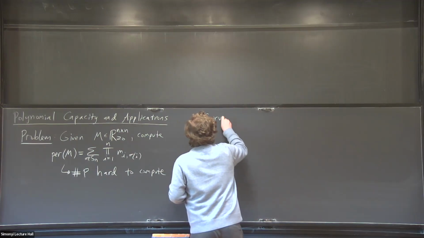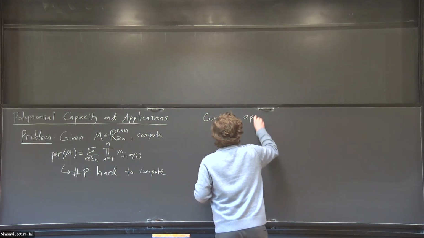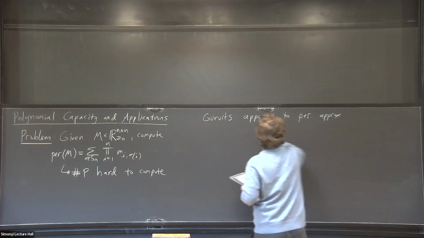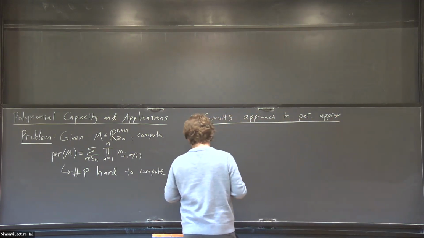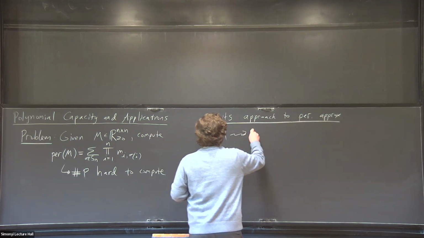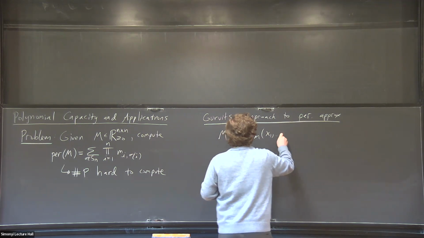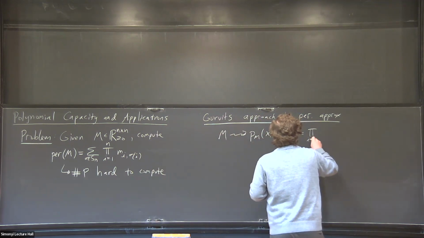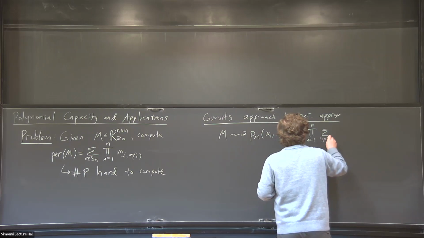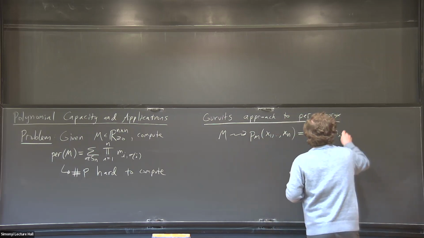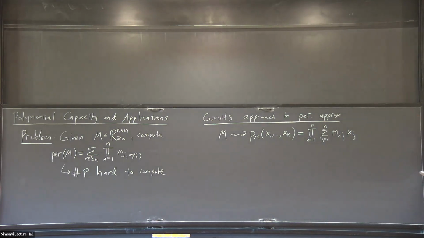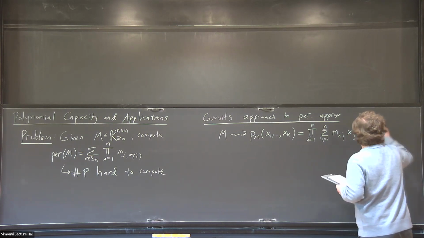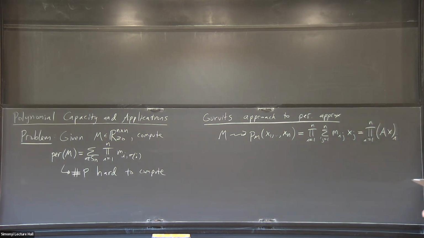Here's Gurvits' approach to approximating the permanent. The idea is I have this matrix, and I come up with some polynomial based on the matrix, defined as follows. I take the product over all the rows of the matrix, where to each row I associate a linear form, and I take the product. Another way to write this would be the product over the a_i x, where x is a vector.